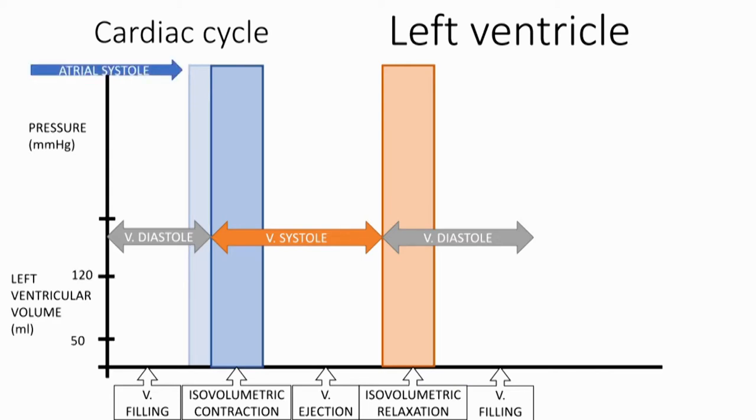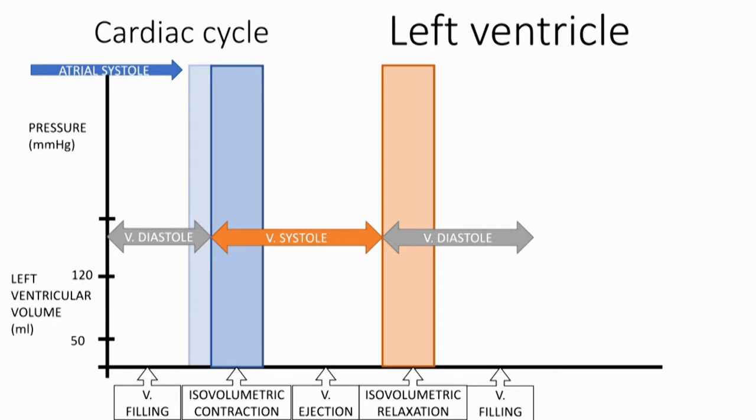Alright, so I'll explain the left ventricular volume change first. The maximum I put here is 120, and the lowest it can go is 50. So if you subtract, 120 minus 50, you get the stroke volume, which is 70 mL.